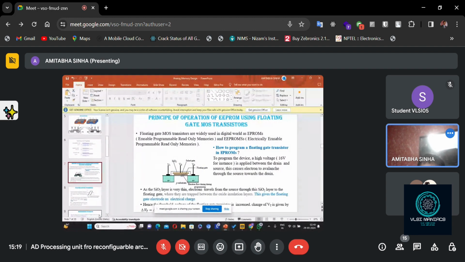But what is the principle of operation of EEPROM using floating gate MOS transistors? Why am I saying the EEPROM concepts? Because if we understand EEPROM concepts, then we will understand the concepts of analog memory as well.